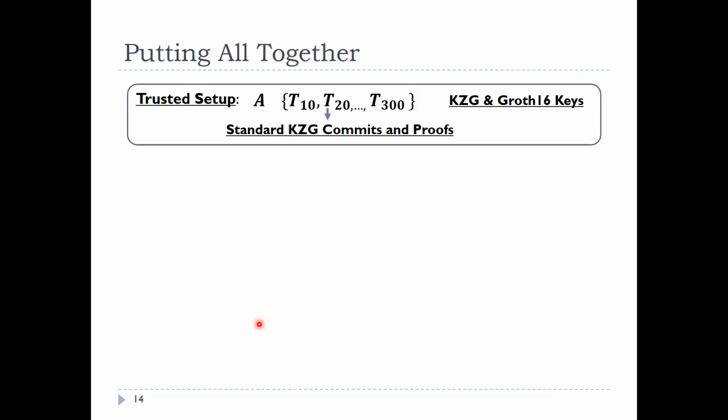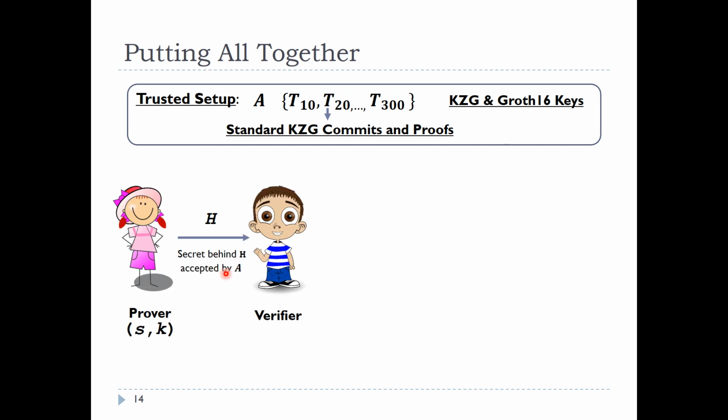Now, if we put all the components together, we have a trusted setup who publishes the finite state machine A, the subsets of transitions bounded by different depths, and the corresponding prover keys for polynomial commitment schemes and Groth16 systems. So we have the prover who tries to convince the verifier that behind a hash value h, this input string s belongs to this finite state automata A. So this is how the prover works.